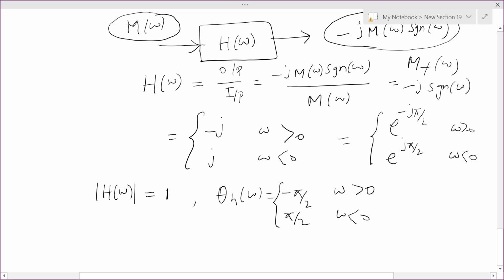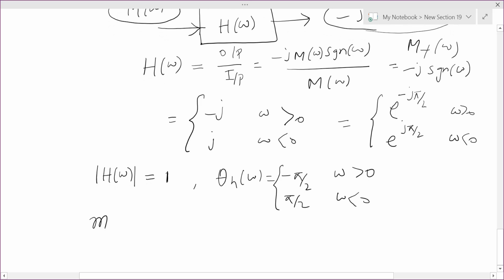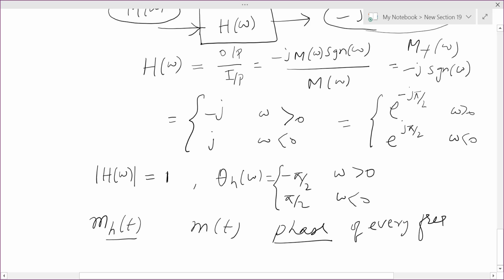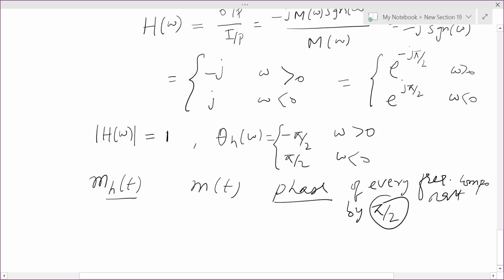So it means that to obtain the Hilbert transform from a message signal, you change the phase of every frequency component by pi by 2. For positive frequencies you change it by minus pi by 2, for negative frequencies you change it by plus pi by 2, and you will get the Hilbert transform. This is the basic idea behind the Hilbert transform.